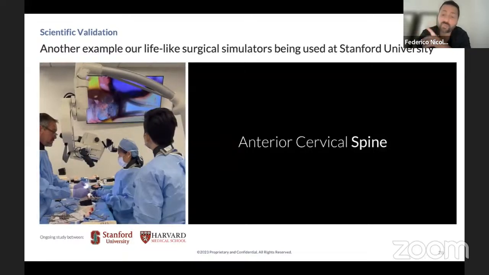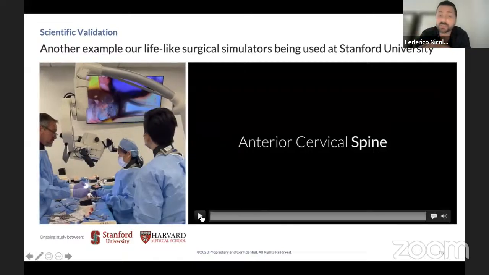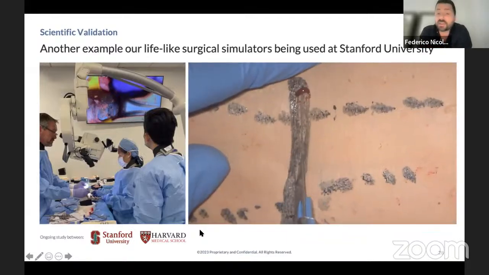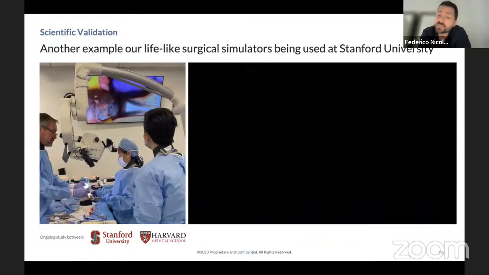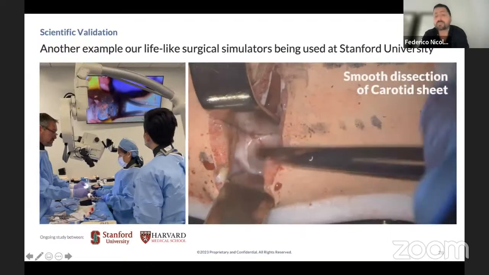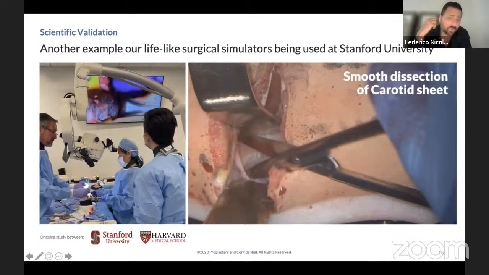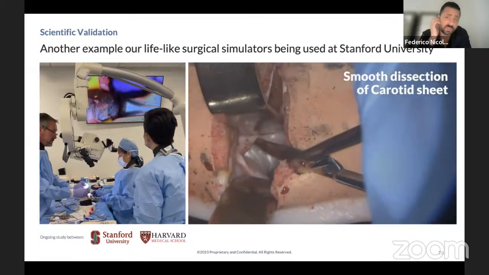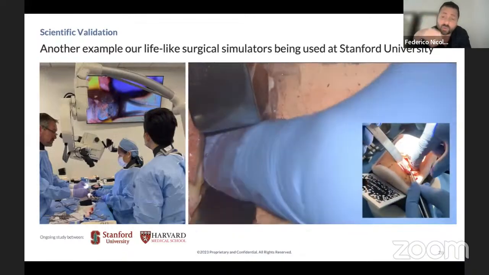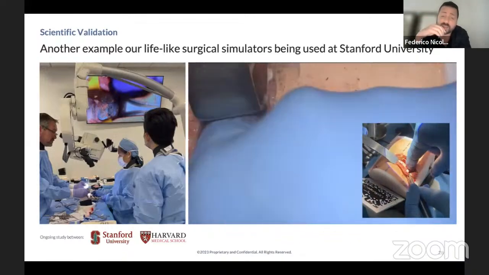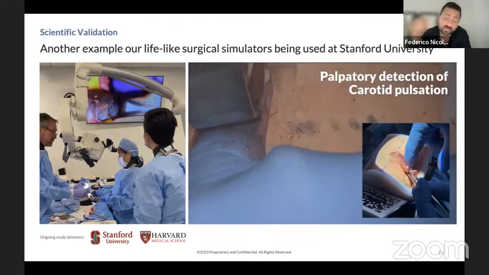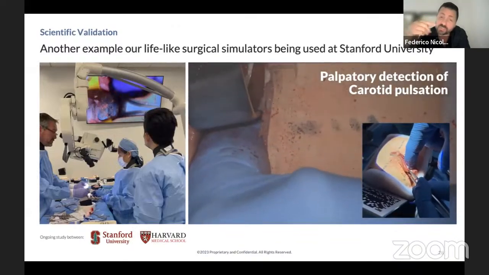And what they are doing on the right, and this is an example of advanced simulation on spine, is the procedure started from the skin incision, and this is the small box that they have in front of them. And probably you hear the beep. There is also the pulsation of the carotid. So at some point, all the approach step by step is done, and for the carotid you need to use your finger to understand the position.